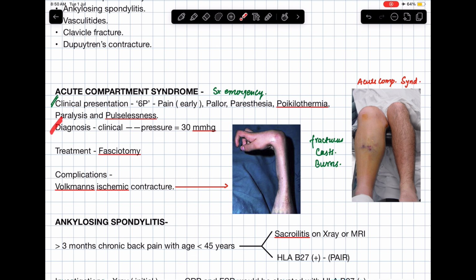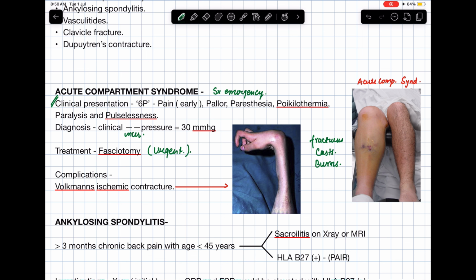Okay, now coming to the diagnosis. It is a clinical diagnosis. If you are uncertain about it, then you have to measure the compartment pressure and it would be more than 30 mmHg. Next, the important thing is about the management. So treatment for acute compartment syndrome is immediate fasciotomy, which is basically the removal of tight dressing or cast, and you have to keep the limb at heart level, not elevated.